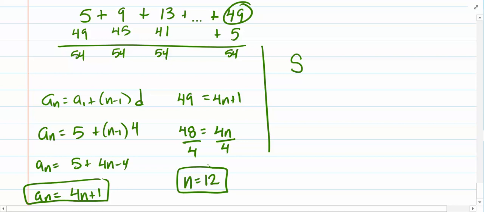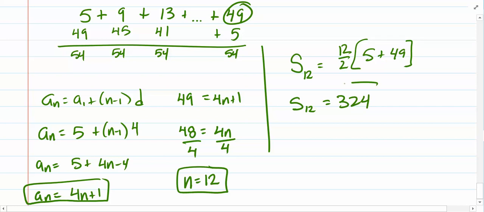Then we use the sum formula: 12 divided by 2 times the first term, 5, plus the last term, 49. And the sum of the first 12 terms ends up being 324. So even if I don't tell you how many terms there are, you can use that fast forward formula to figure it out.